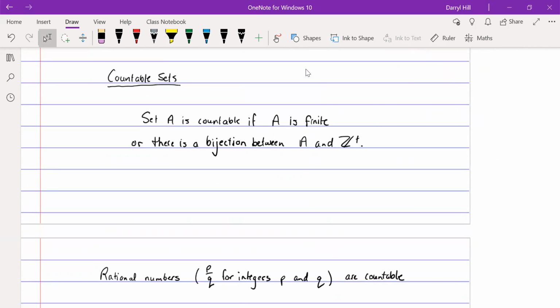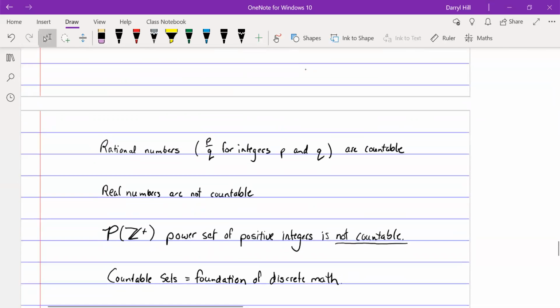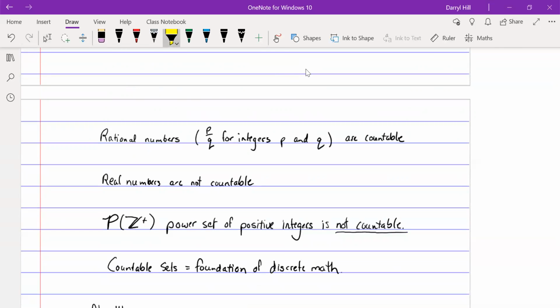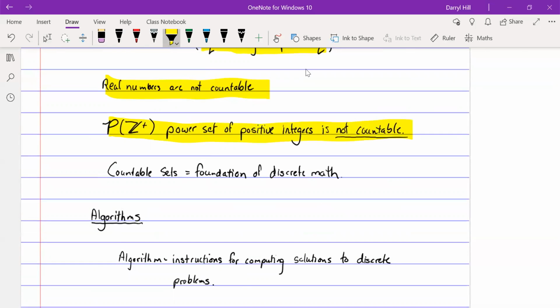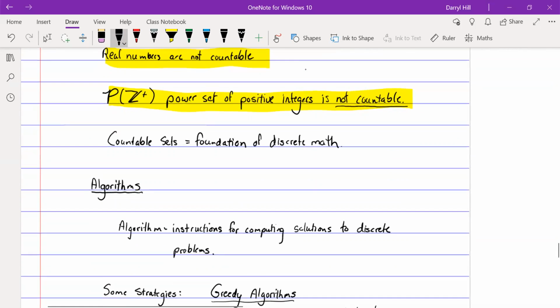Countable sets. So a set A is countable if A is finite or there is a bijection between A and the positive integers. This is stuff we did last week. As a couple examples, rational numbers are countable. Rational means p over q for integers p and q. The real numbers are not countable. And the power set of positive integers is not countable. I don't think I'm going to get into that proof, but basically you can use the proof that we did of the real numbers and show that there's a bijection between the power set and the real numbers. And it turns out that countable sets are the foundation of discrete math.